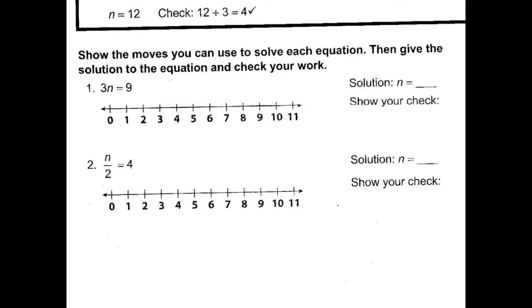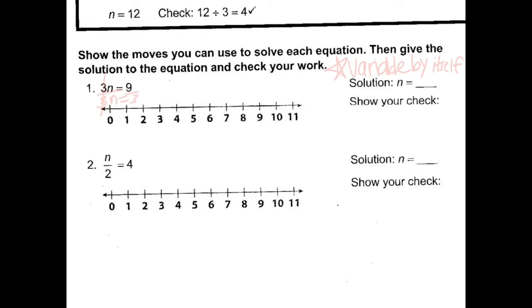is 3n, equals 9. The first thing that we need to think about is getting the variable by itself. So when I do that, I'm going to divide by 3 because my goal is to get these 3's to cancel out. And I'm left with n on the left side of my equation. On the right side of my equation, I need to do the same thing so that the equation is balanced. So I'm going to divide by 3.